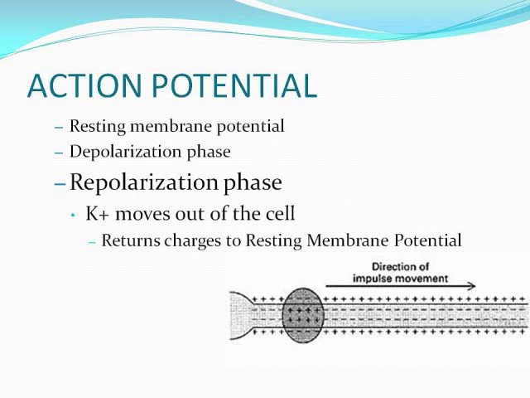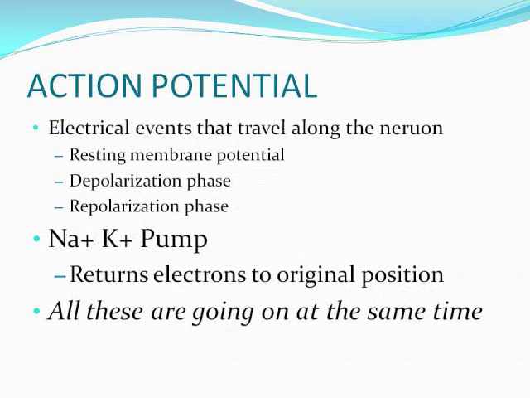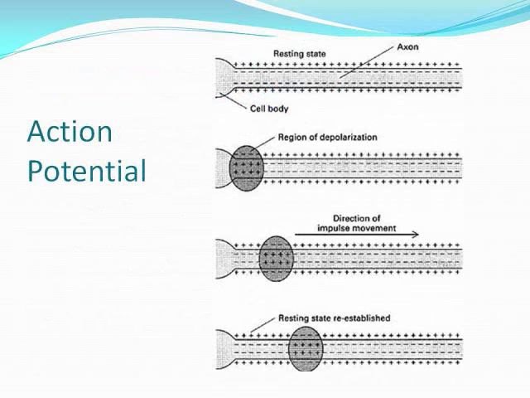So the next phase, which is following immediately after that, is repolarization. Potassium ions move out of the cell, and that returns the charges to the membrane potential. So the sodium and potassium are on the wrong sides of the cell. So there's a pump that uses energy, but it returns them to their original position. And all of these, the membrane potential, the depolarization, the repolarization, the sodium-potassium pump, all of these are going on at the same time.